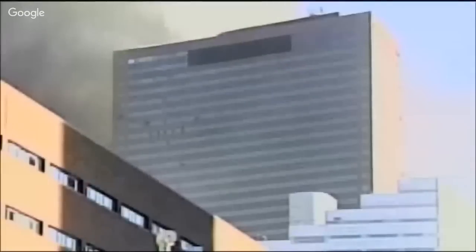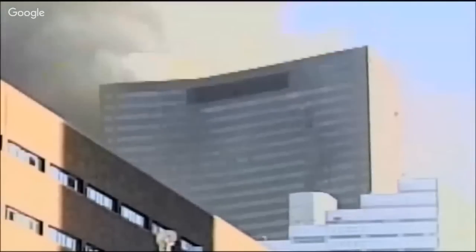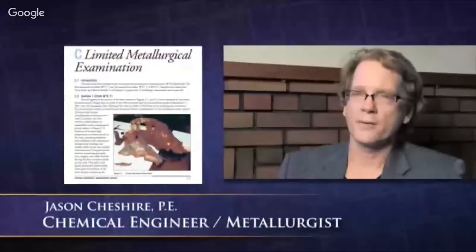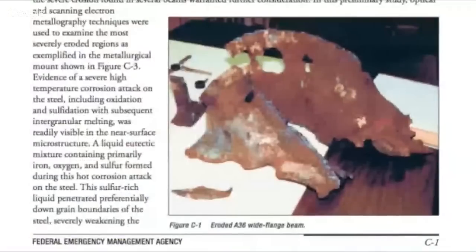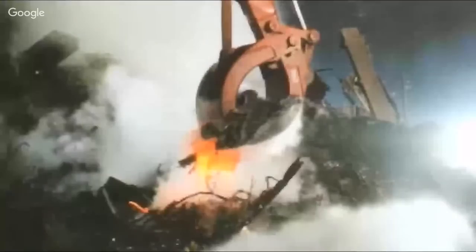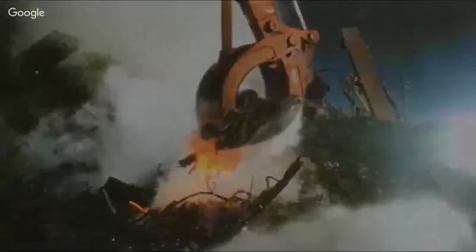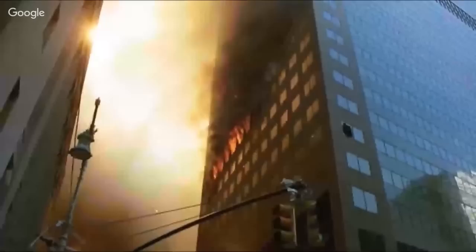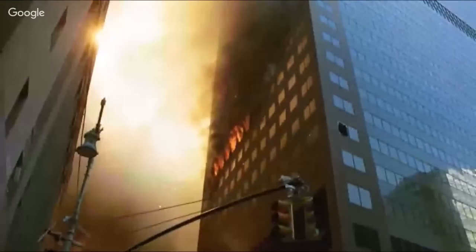What I saw, it was a classic implosion. The center of the core, the penthouse area, starts to move first, and then the building follows along with it. NIST excluded the documents from FEMA in Appendix C that documented the evidence of melting steel. In an office fire, you cannot generate enough heat to melt steel.